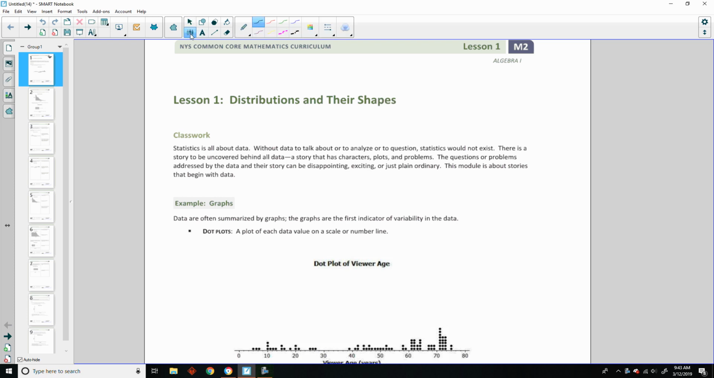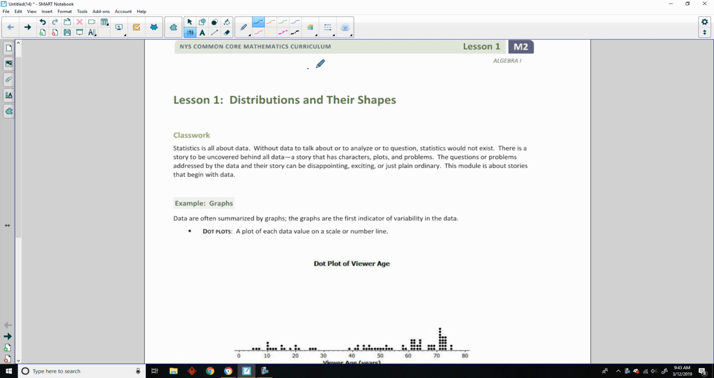This is Lesson 1 from Module 2, Distributions and Their Shapes. So classwork: statistics is all about data. Without data to talk about, or to analyze, or to question, statistics would not exist. There's a story to be uncovered behind all data. A story that has characters, plots, and problems. The questions or problems addressed by the data and their story can be disappointing, exciting, or just plain ordinary. This module is about stories that begin with data.